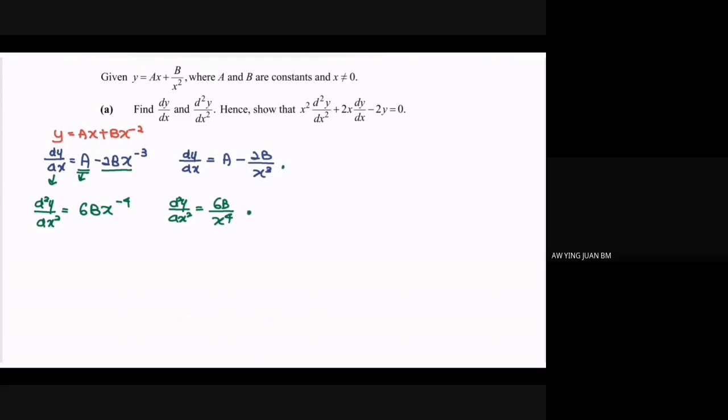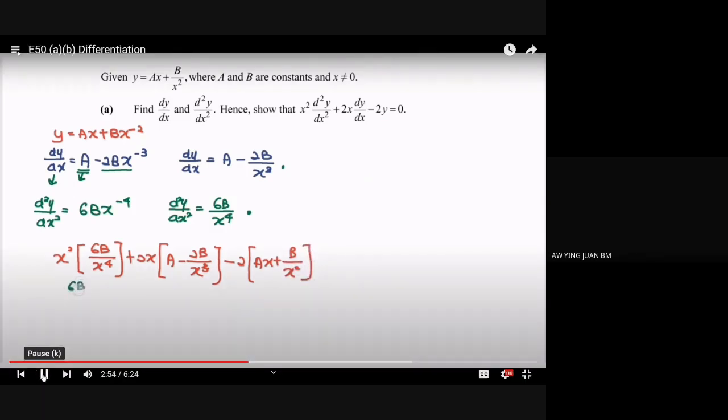Hence, shows that we have x squared bracket, second derivative will be 6b over x to the power 4 plus 2x multiplied with the first derivative where we have a minus 2b over x to the power of 3 minus 2y, where y will be ax plus b over x squared. So expand the situation. So we will have 6b.